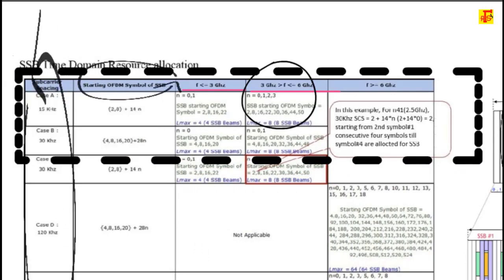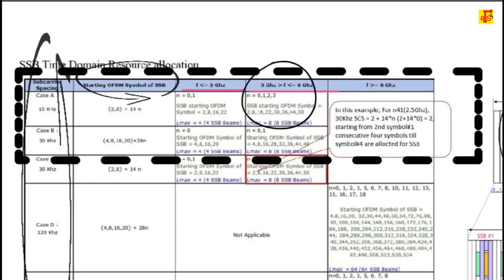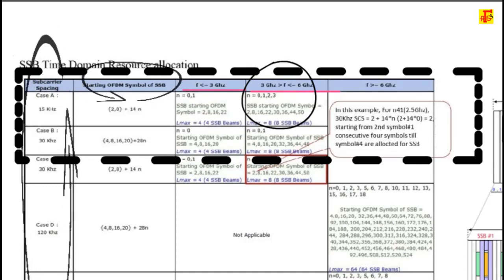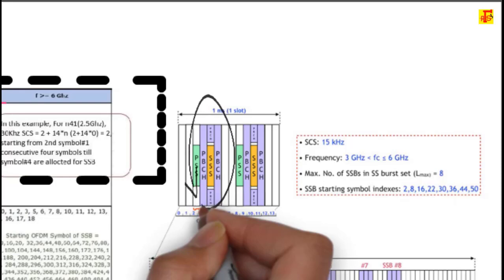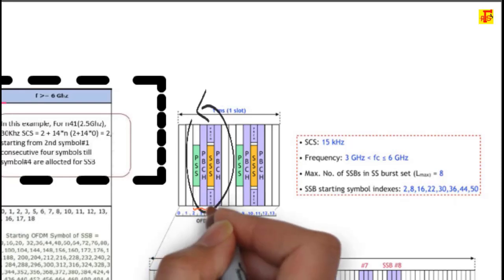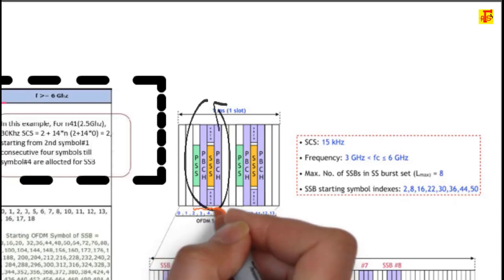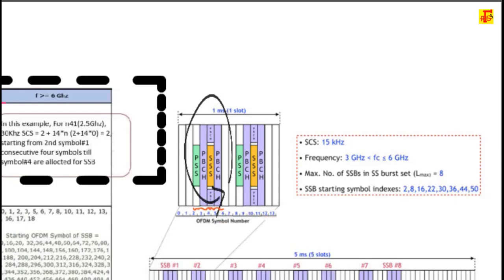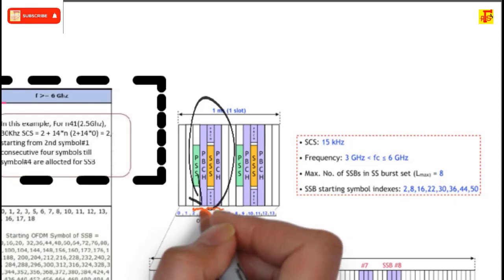That is for the 15 kHz subcarrier spacing and frequency greater than 3 and less than 6 GHz, right? So 2 means the starting position of the OFDM symbol. Every SSB will take 4 consecutive OFDM symbols, right? So 2, 3, 4, 5.